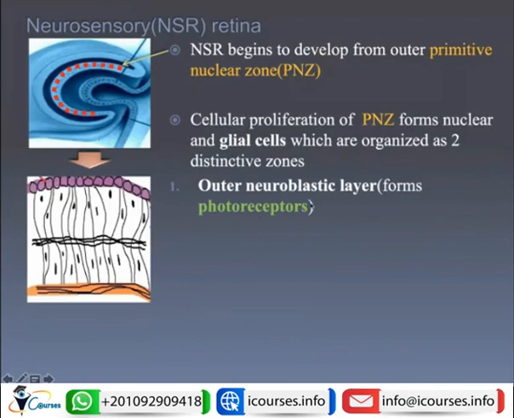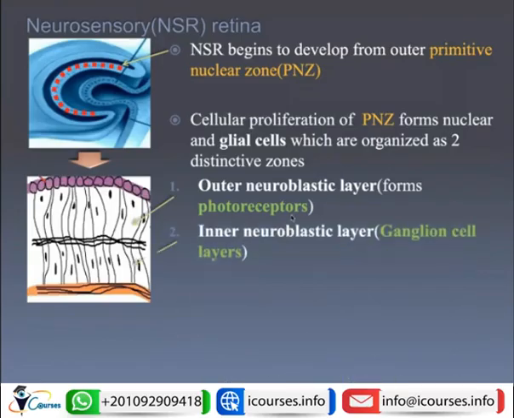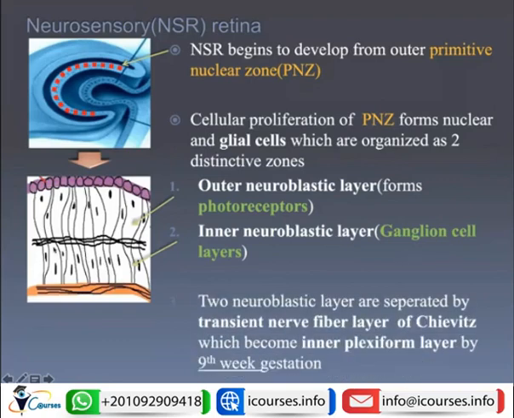So again, the outer neuroplastic layer will form the photoreceptors. So we remember that it is outer. The photoreceptor is outer because it is in close relation to the choroid. While the inner neuroplastic layer will form the ganglion cell layer. And the ganglion cell layer is more inner toward the nerve fiber layer. So it is developed from the inner neuroplastic layer.